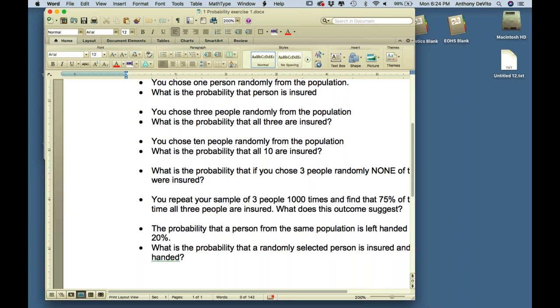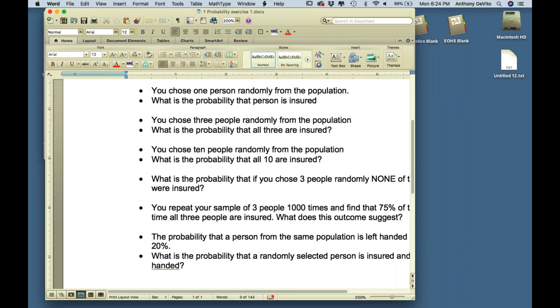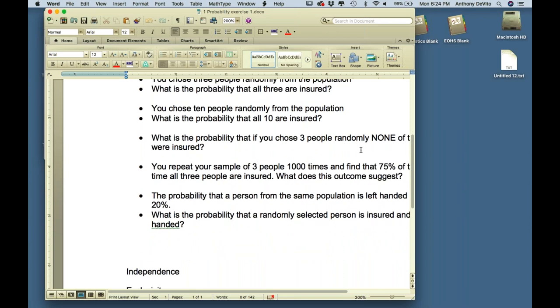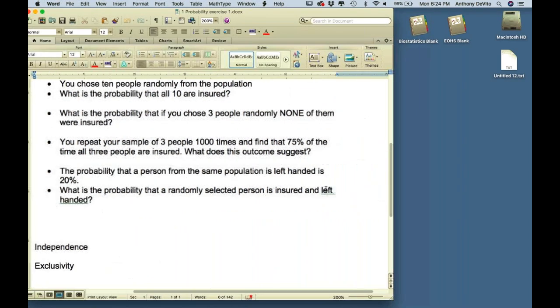This is the multiplication rule, right? And one of the things we're concerned about here is that they're really independent events. Okay, so what's the probability that, let's see, you choose 10 people from a random population, and all 10 are insured? 0.8 to the 10th power, right? 0.8 times 0.8 times 0.8 times 0.8, and so on. Okay, and again, the probability that you randomly choose 10 of them, and you repeat.